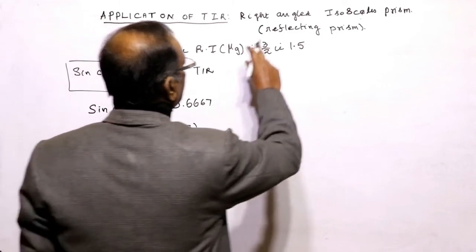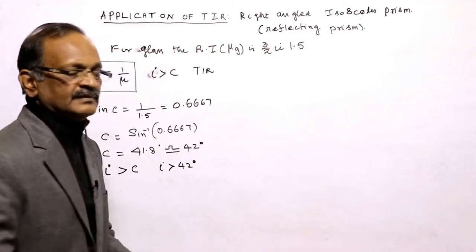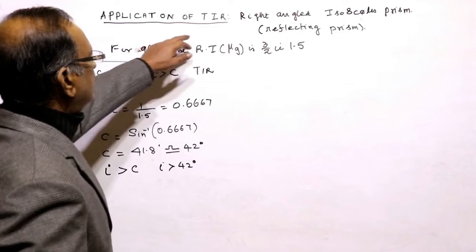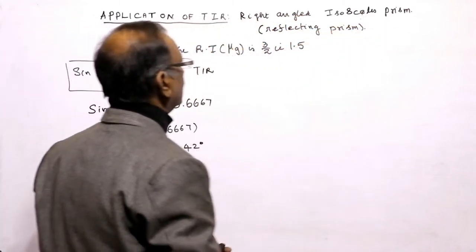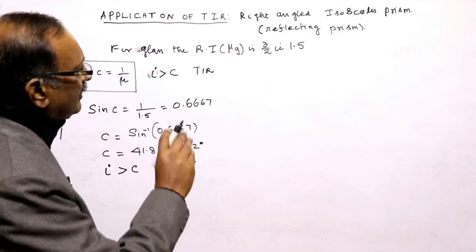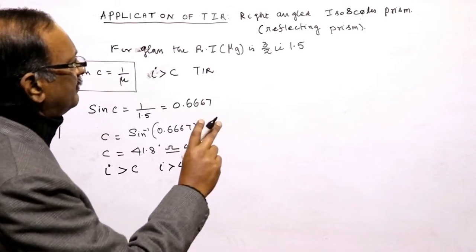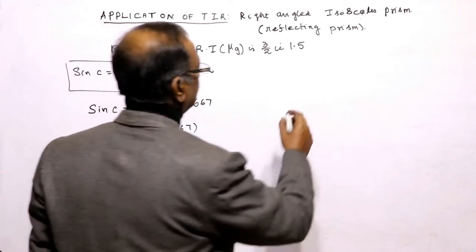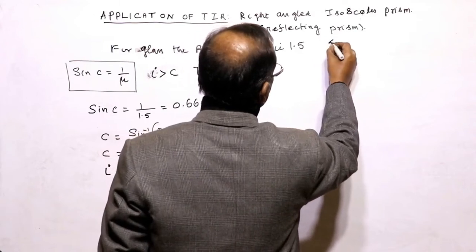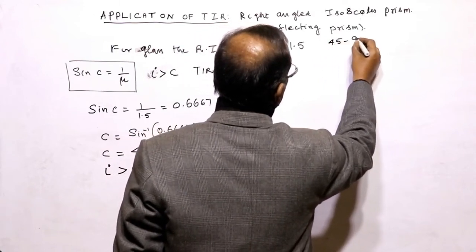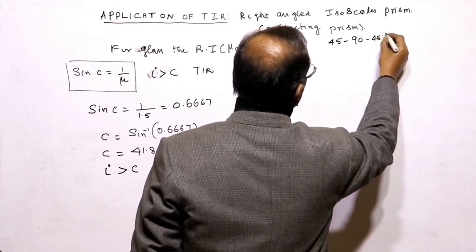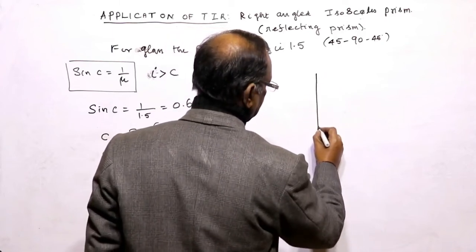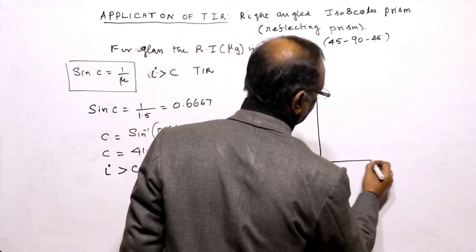So we take a right angle prism. At this condition, the prism will become a totally internally reflecting prism. That is, it is the right angle isosceles prism. A right angle isosceles prism becomes a reflecting prism if the angle of incidence is greater than 42 degree. Let us take here a right angle isosceles triangle. That is, the angles will be 90, 45, 45. This is called the right angle isosceles prism.